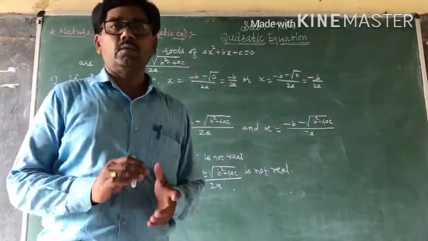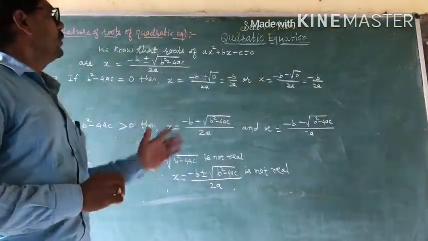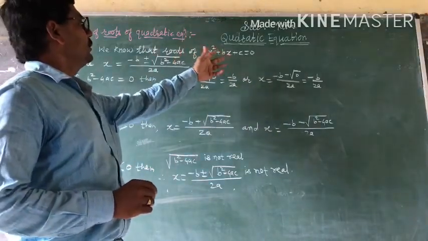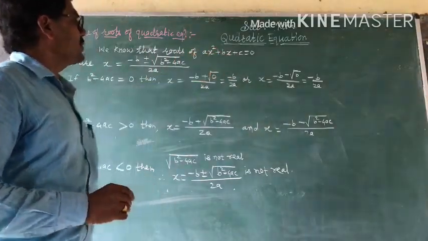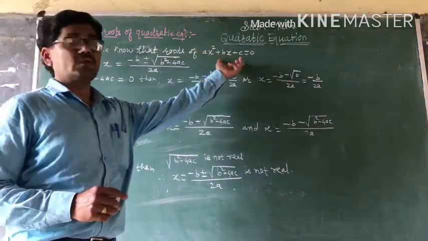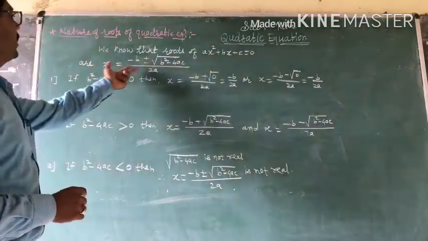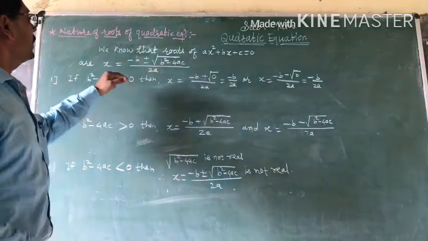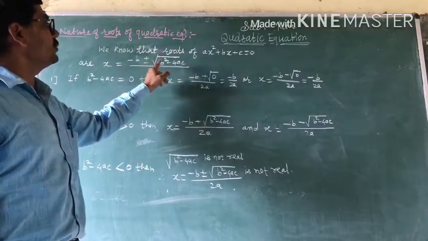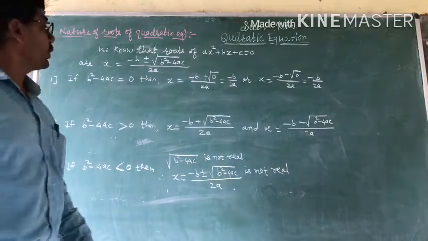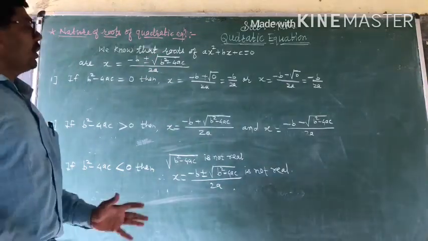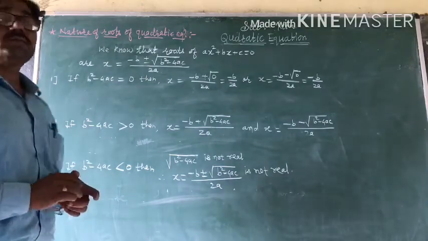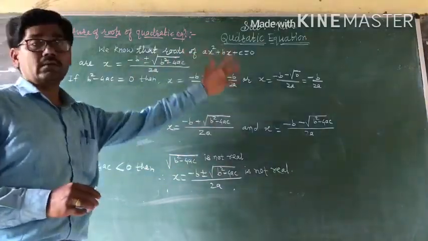Up to here we learned how to find the roots of a quadratic equation of the standard form ax² + bx + c, and the roots of these equations are (-b + √(b² - 4ac))/2a and another one is (-b - √(b² - 4ac))/2a. Now we have to find the nature of roots of the given quadratic equation.